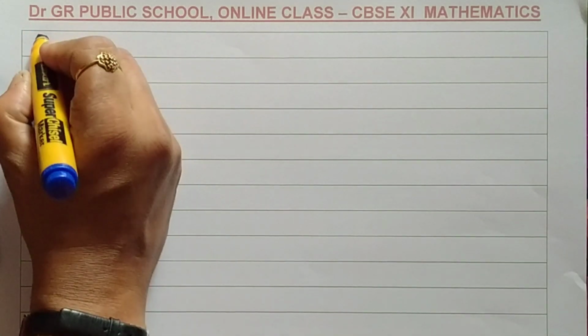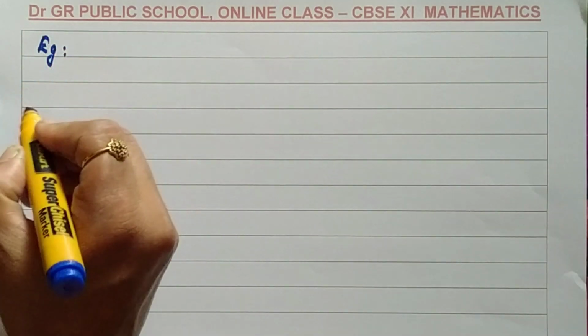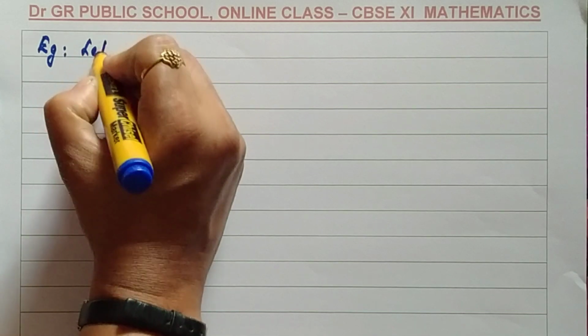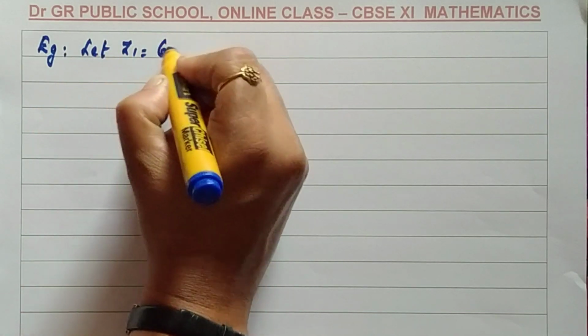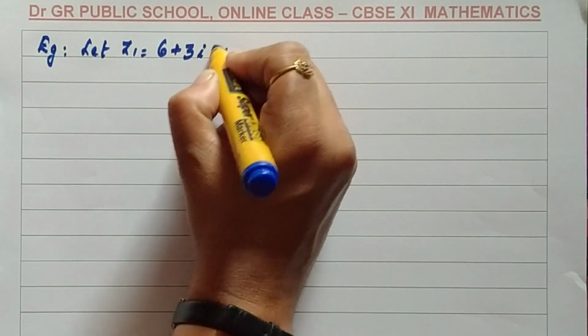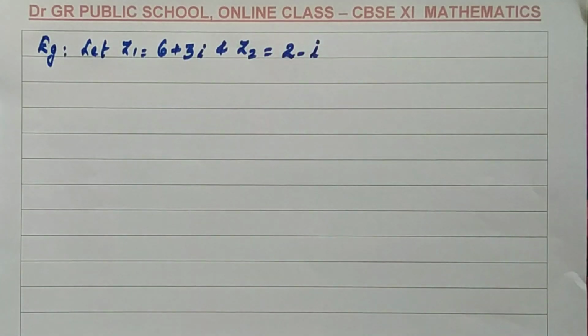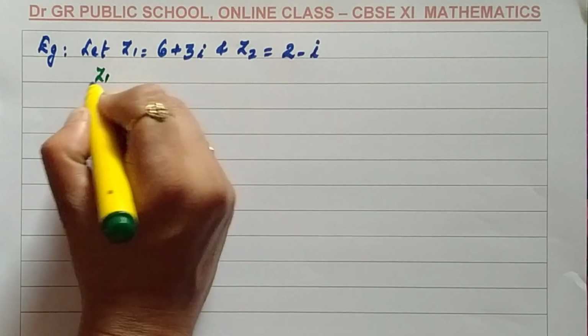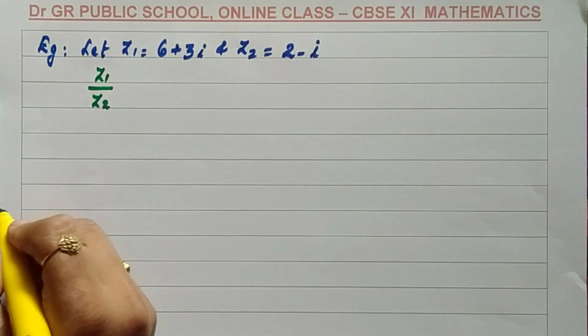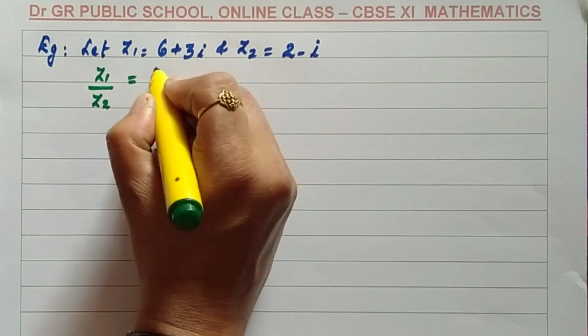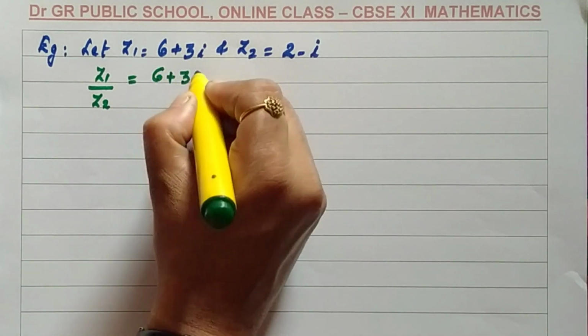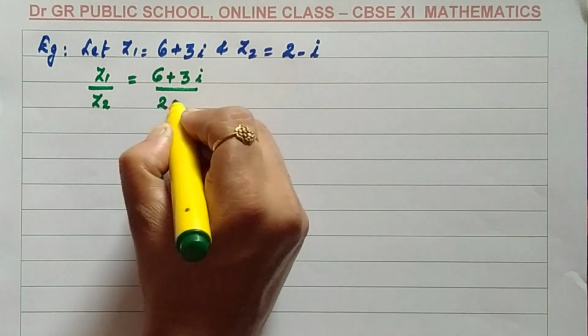Let us see an example for division of complex numbers. Example. Let z1 equals 6 plus 3i and z2 equals 2 minus i. I am going to find z1 by z2. z1 by z2 means 6 plus 3i that you need to divide with 2 minus i.